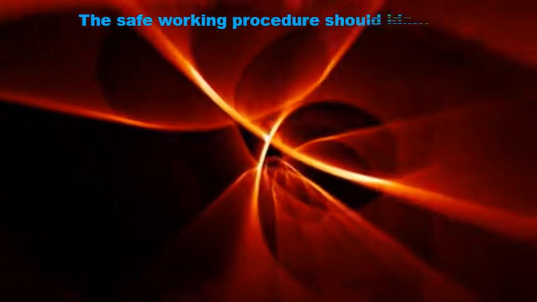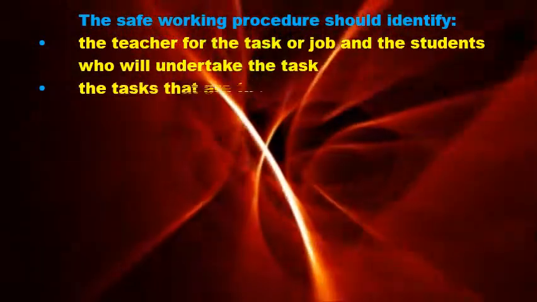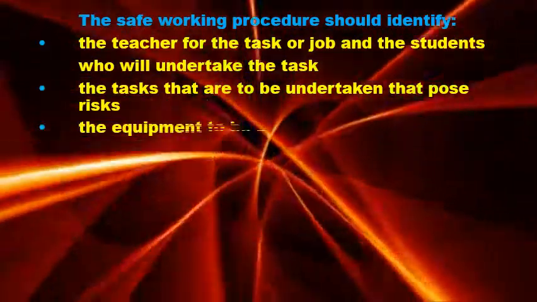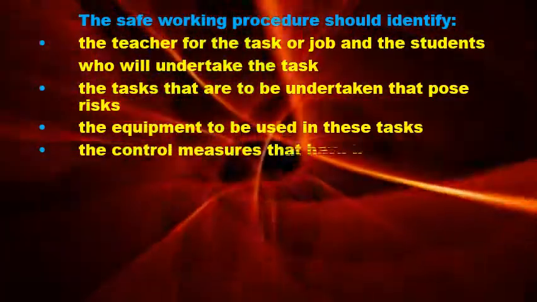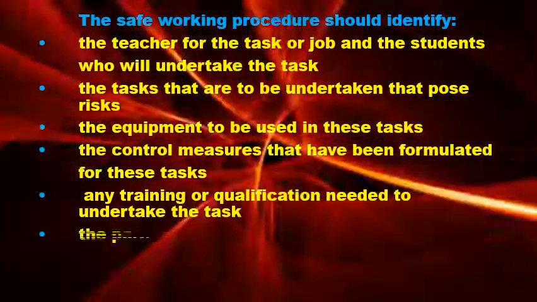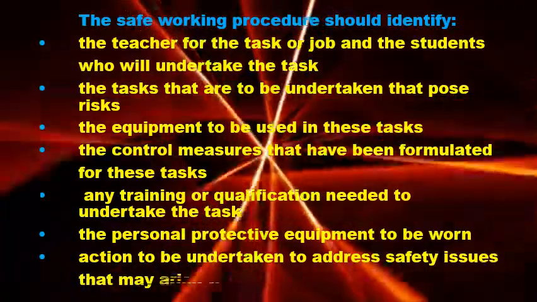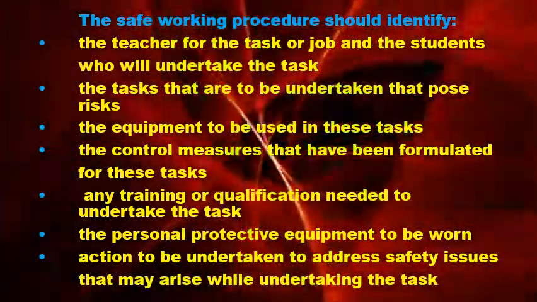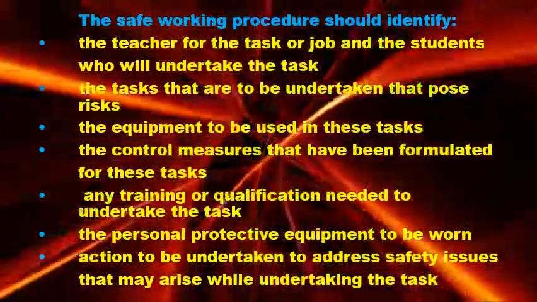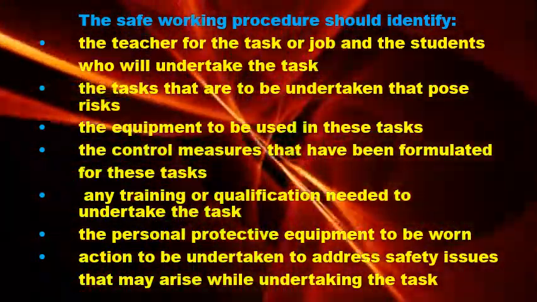The safe working procedure should identify the teacher for the task or job and the students who will undertake the task, the tasks that are to be undertaken that pose risks, the equipment to be used in these tasks, the control measures that have been formulated for these tasks, any training or qualification needed to undertake the task, the personal protective equipment to be worn, and action to be undertaken to address safety issues that may arise while undertaking the task.